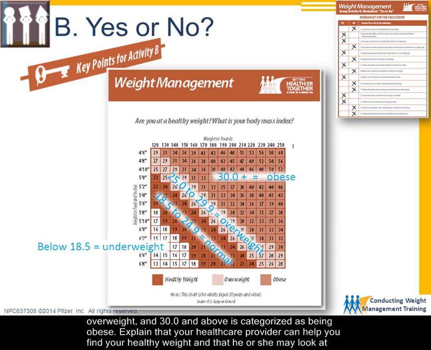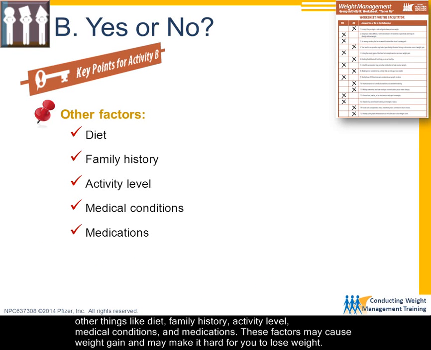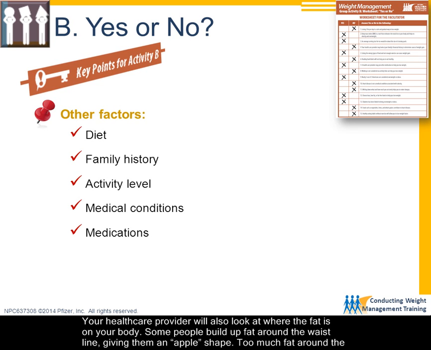Explain that your healthcare provider can help you find your healthy weight, and that he or she may look at other things like diet, family history, activity level, medical conditions, and medications. These factors may cause weight gain and may make it hard for you to lose weight. Your healthcare provider will also look at where the fat is on your body.